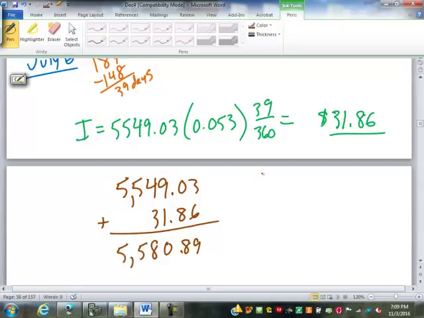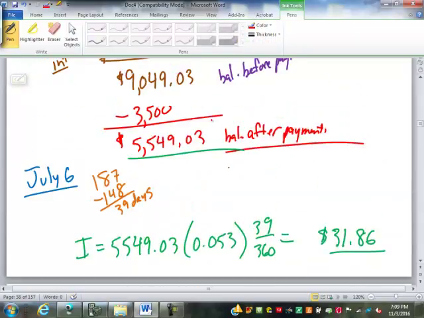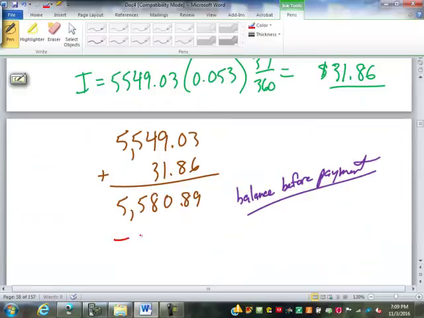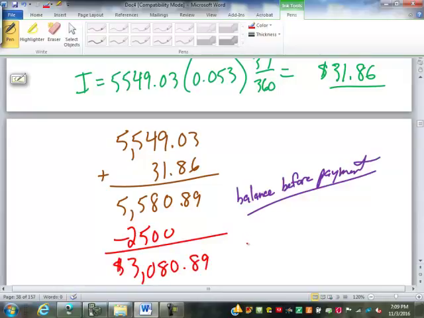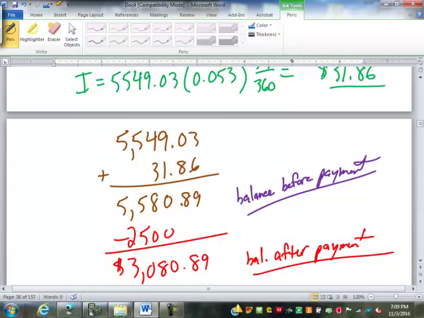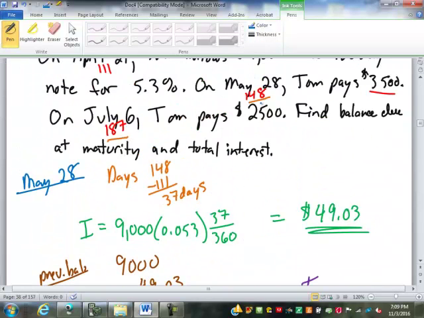So $5,580.89 is the balance before payment. Now we're going to subtract from that our payment of $2,500. Which will give us $3,080.89. That is our balance after the payment. That is our final action until the maturity.